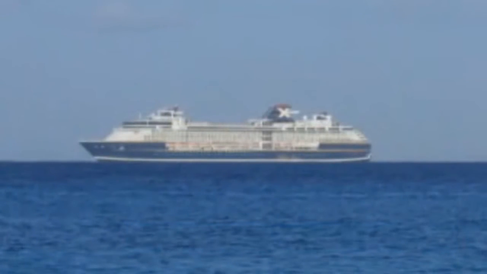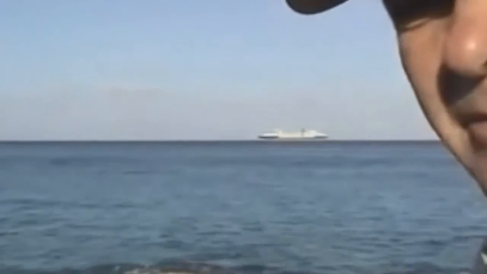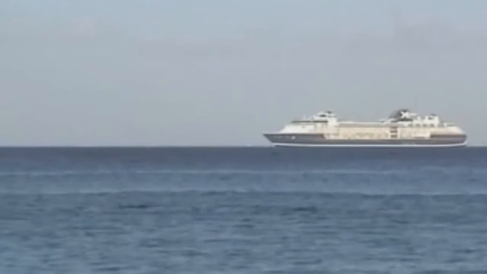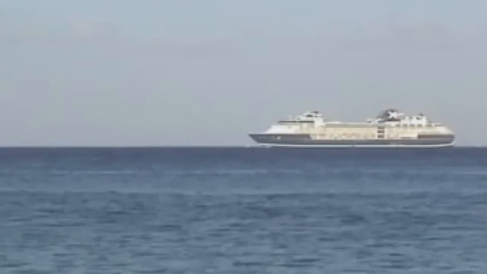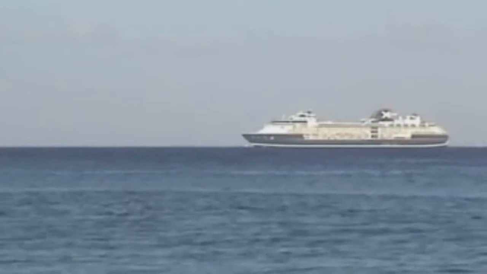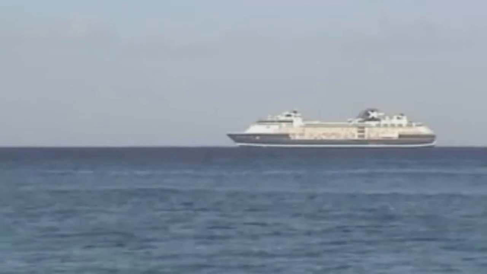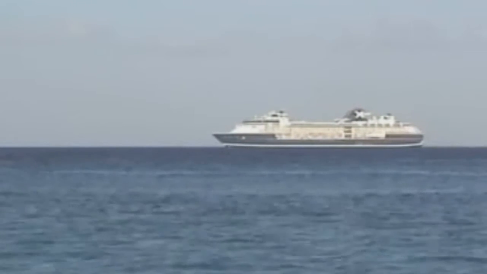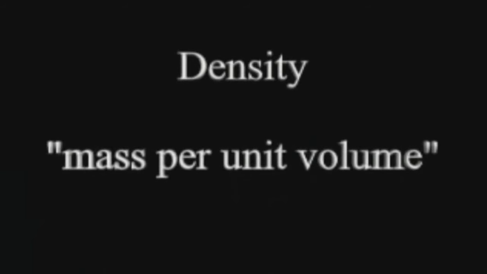Consider a cruise ship. This cruise ship behind me is in fact a huge hotel floating on the surface of the ocean. These huge ships can weigh over 50,000 tons. Despite this huge weight, cruise ships have no problem floating on the ocean. Whether an object sinks or floats is not determined by its weight, but by its density and the density of the fluid it is immersed in. Density is mass per unit volume.